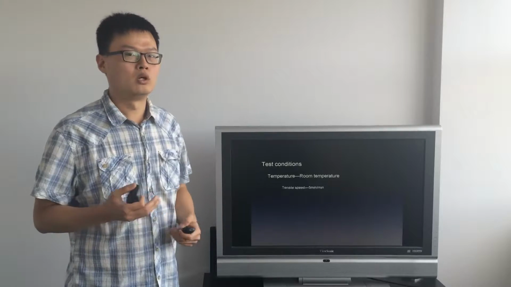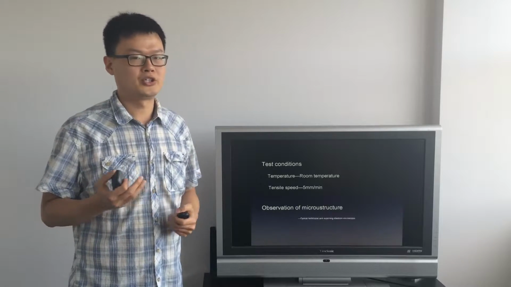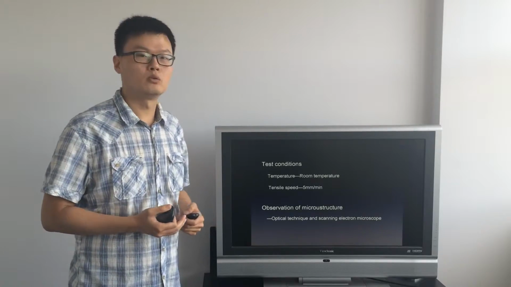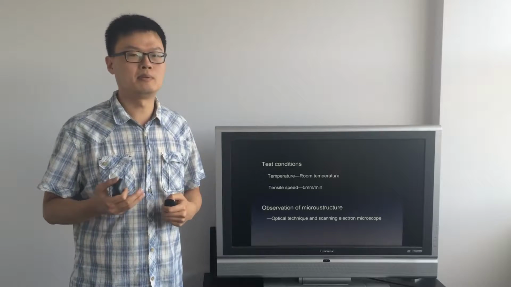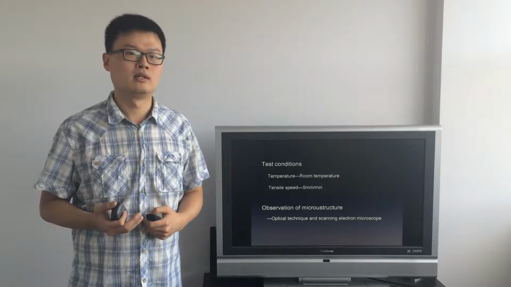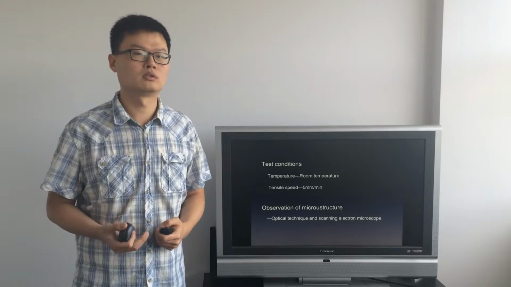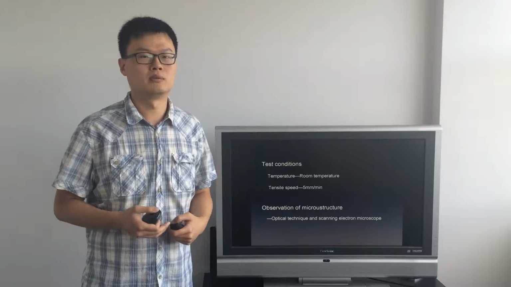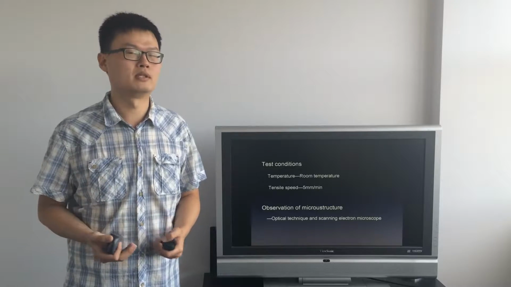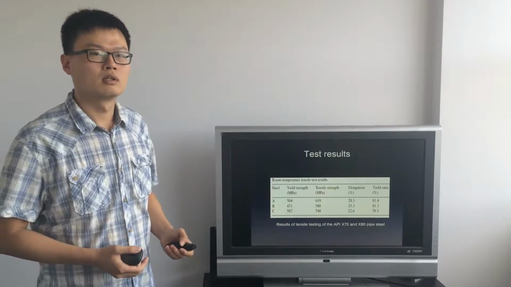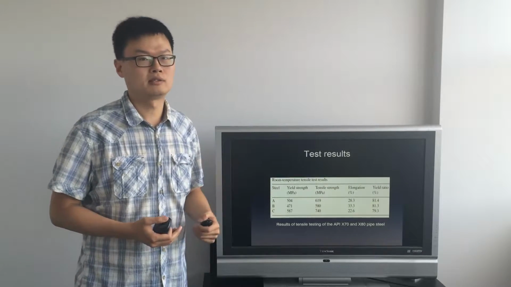The specimens were measured at room temperature and the tensile speed was set as 5 mm per minute. The optical technique and scanning electron microscopy were used to observe the microstructures of the specimens. The results have been achieved.